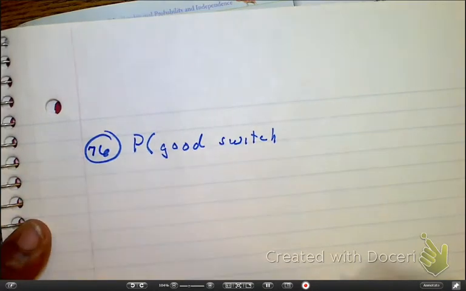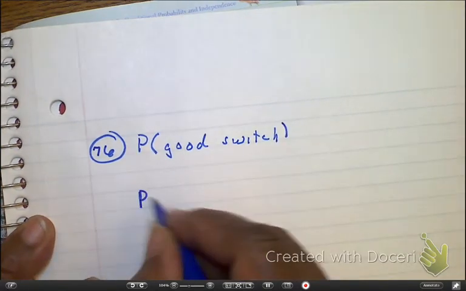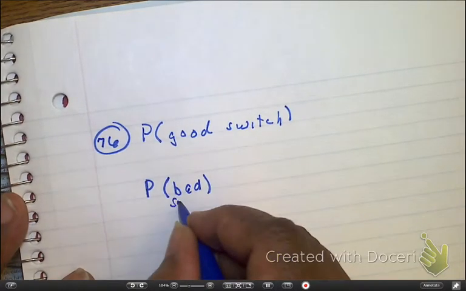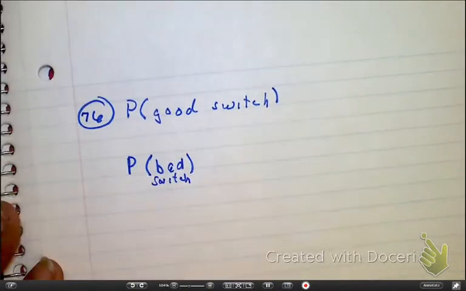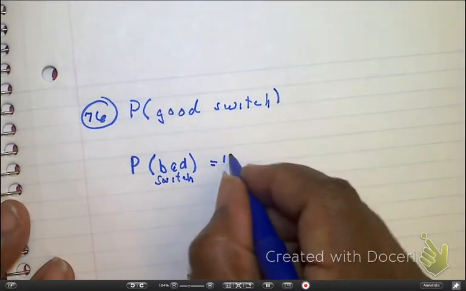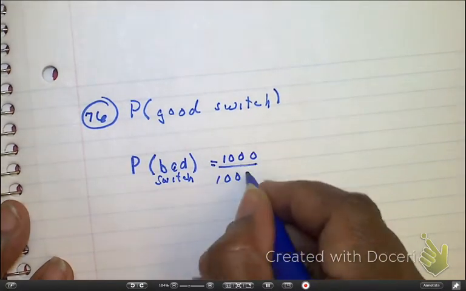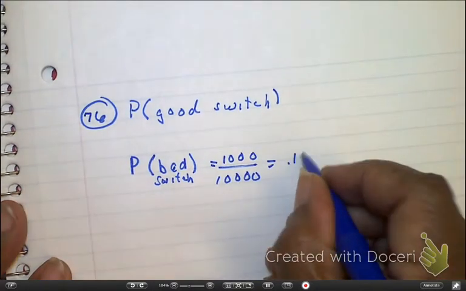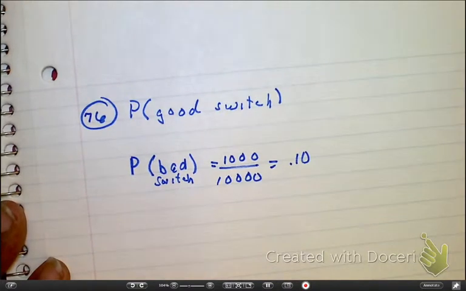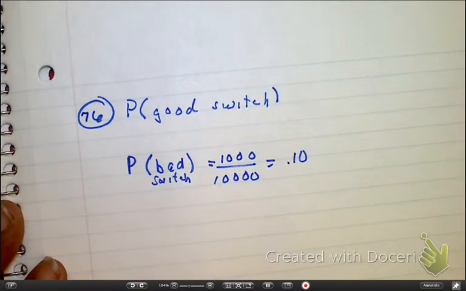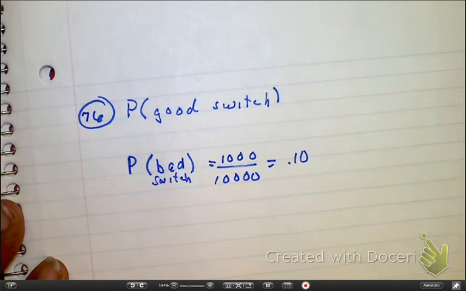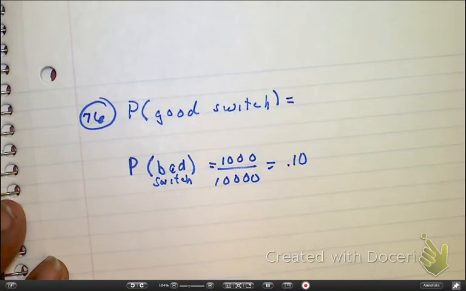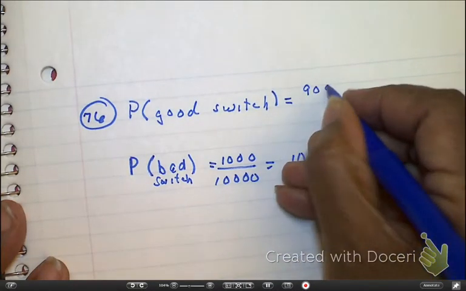Okay, so here is the probability of a bad switch. My first thought when I did this was to change this to 10%, which is really bad. Don't want to go with that company. But as we go on, we're going to find out maybe we shouldn't, but let's just keep going with it. The probability of a good switch is obviously 9,000.